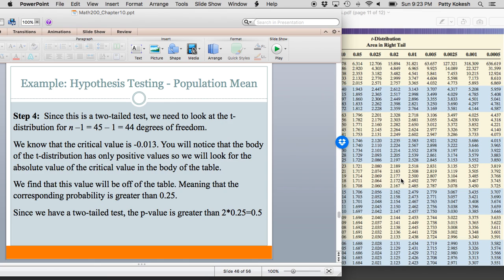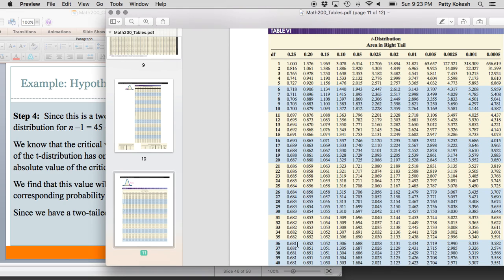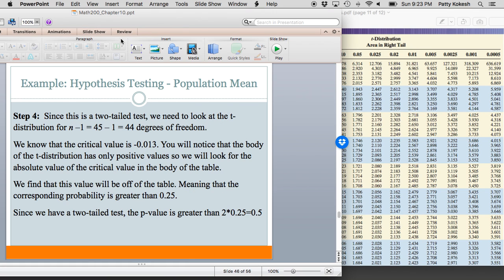It's going to be quite a bit larger than that because if you look for 0.013 on my table, you'll notice 0.681 is the very smallest value I have. So it's kind of way off of my table.